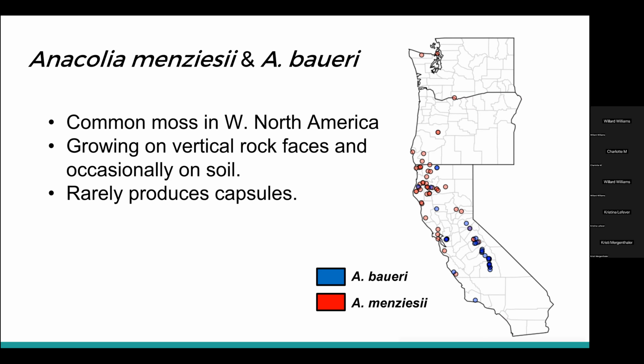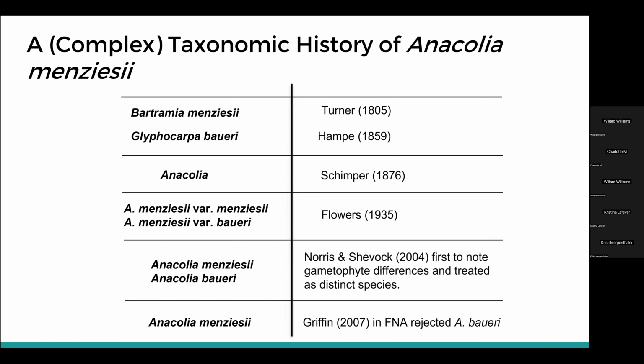For this presentation, my advisor, Ben, is doing all the ecological and climatic analyses, so I won't be talking about that because we don't have that data yet. But this is just a precursor to that, where he's going to look at the morphological features and compare them to the distribution of these two species and the climatic differences. With that being said, Anacolia has a very complex taxonomic history. First of all, the two taxa, menziesii and baueri, were described under different genera back in the 1800s.